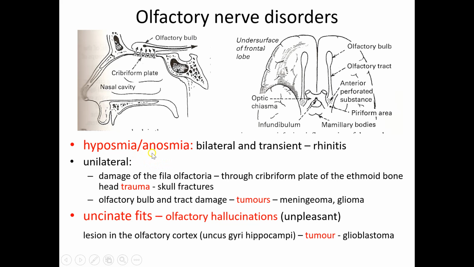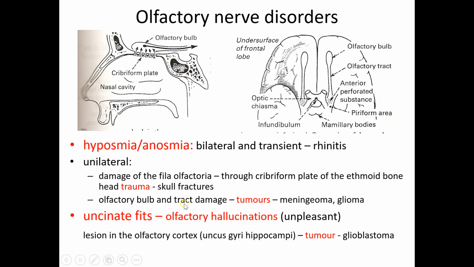You may find hyposmia or anosmia when there is bilateral and transient rhinitis, usually associated with viral infections or allergic rhinitis. It is a common phenomenon, meaning simple hyposmia or transient anosmia. When there's unilateral anosmia, you must suspect damage of the fila olfactoria through the cribriform plate of the ethmoid bone. There may be head trauma, skull fractures.